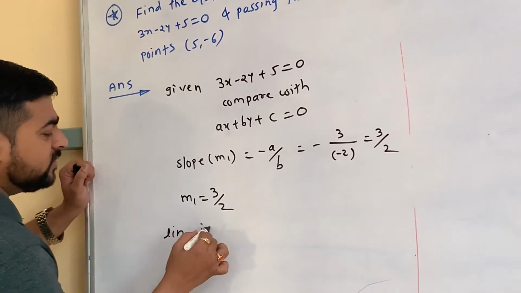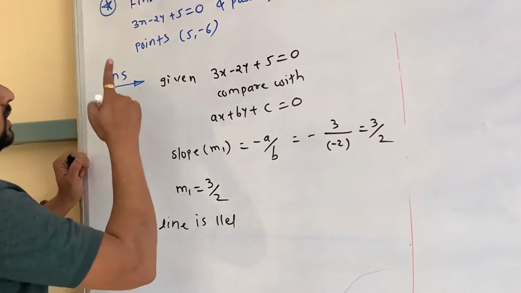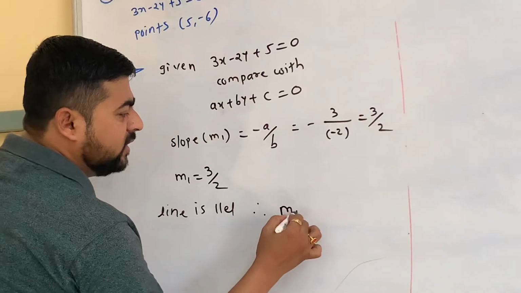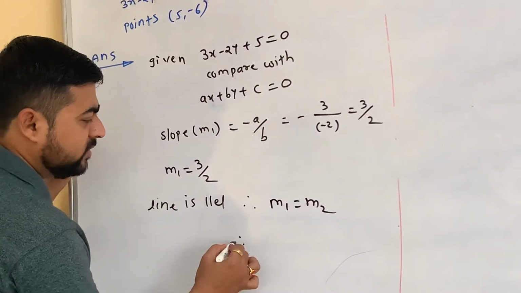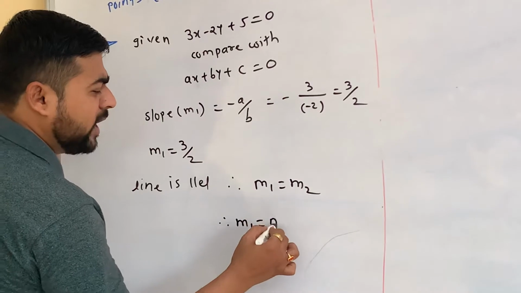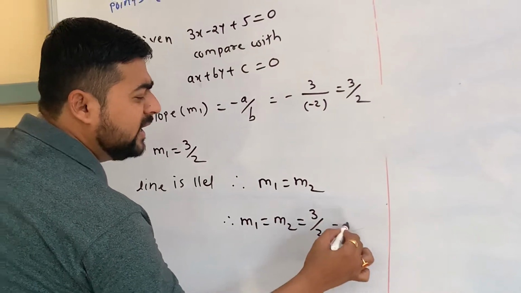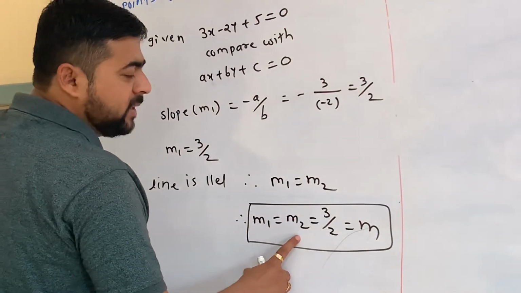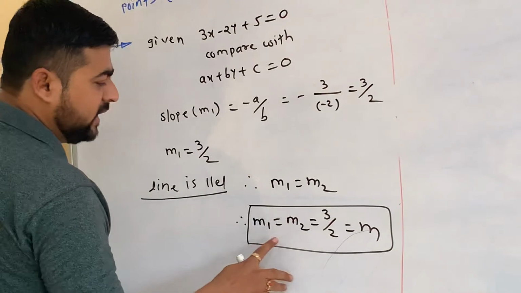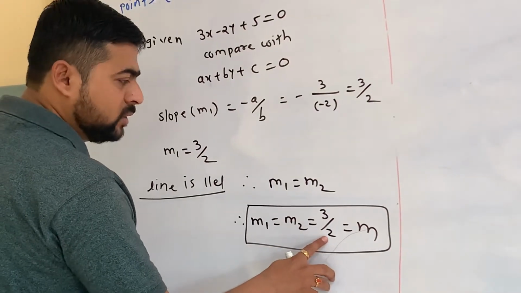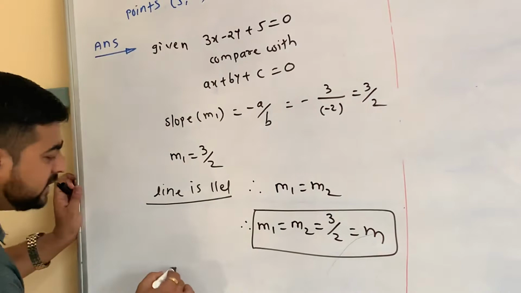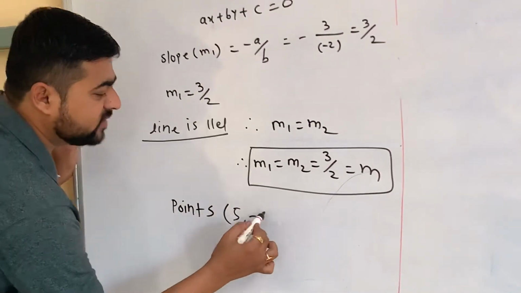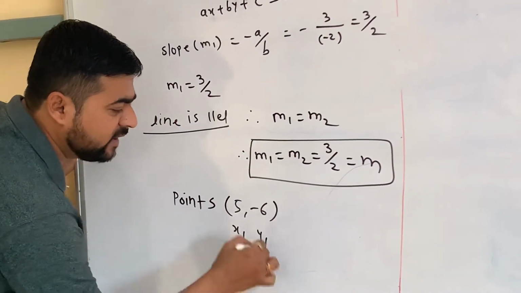The line is parallel, hence m1 is equal to m2, which is equal to 3 by 2. That is our m. Remember this: when lines are parallel, m1 is equal to m2 is equal to 3 by 2, that is our m. Points are given to us: 5 and minus 6. This is called x1 and y1.